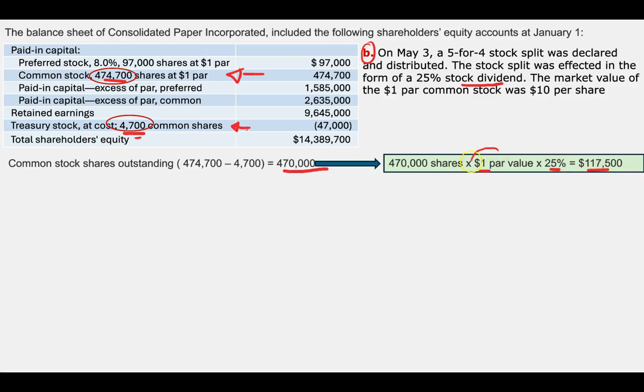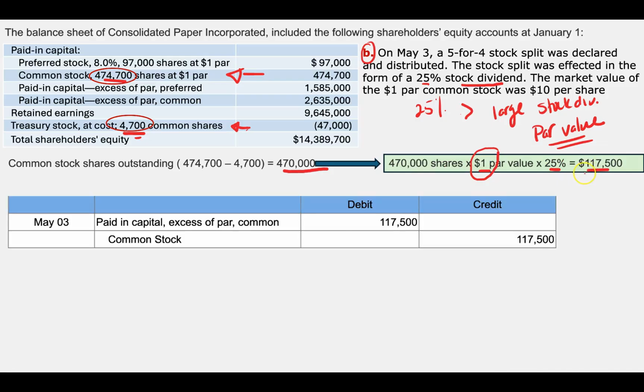So it's $117,500. Now, I just want to note that we multiply this by par value because this is a 25% stock dividend. Anything 25% and more is considered to be a large stock dividend. And so when we calculate everything, we're only using par value. We're not using the market value of $10. Okay, back to this, 470,000 shares times $1 par value times 25% is $117,500. And when we have a stock split that's in effect a stock dividend, we record that a little bit differently than a regular stock dividend, in that we're going to debit the paid in capital in excess of par for common stock for the $117,500, and we're going to credit common stock for the $117,500.